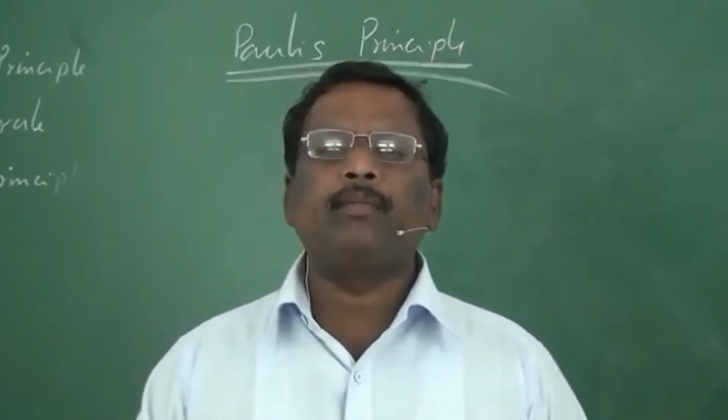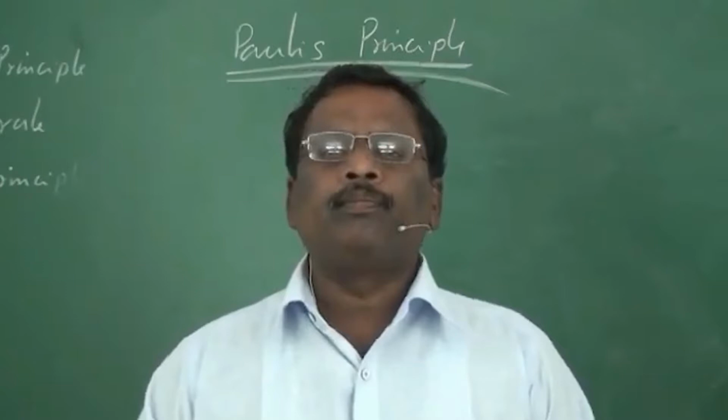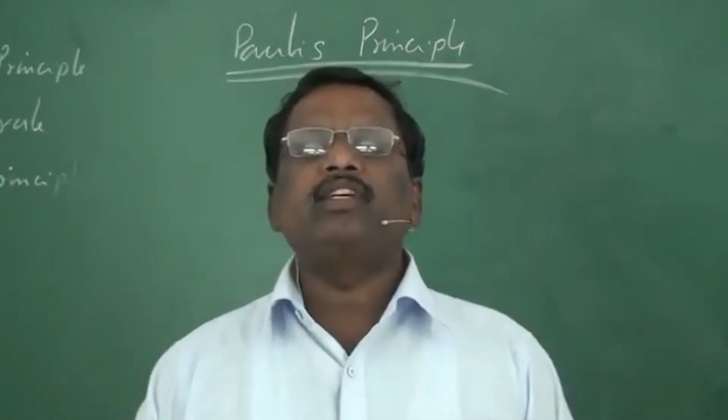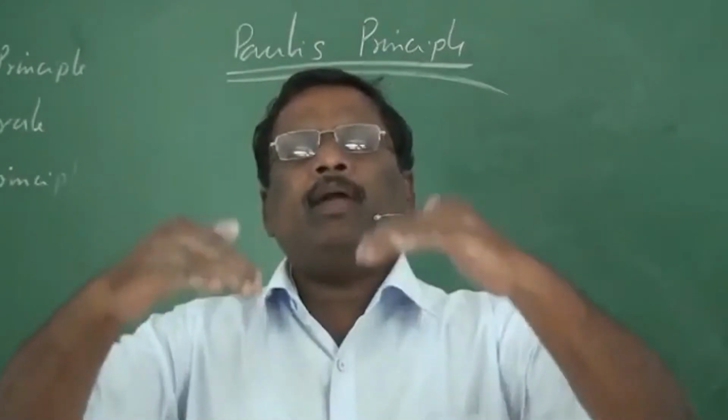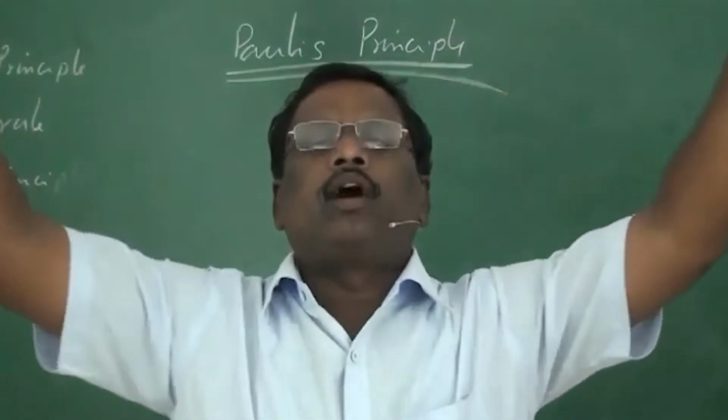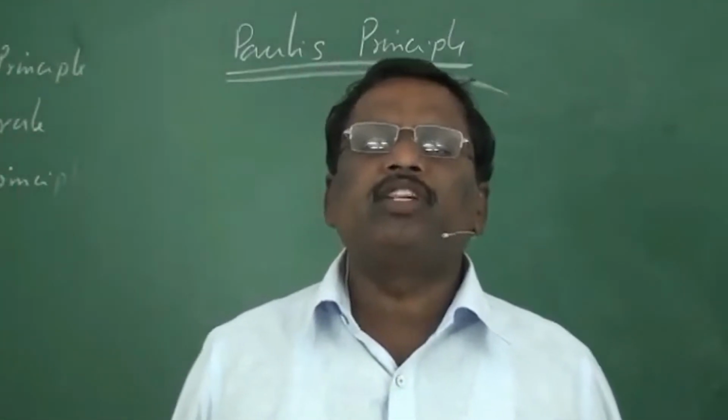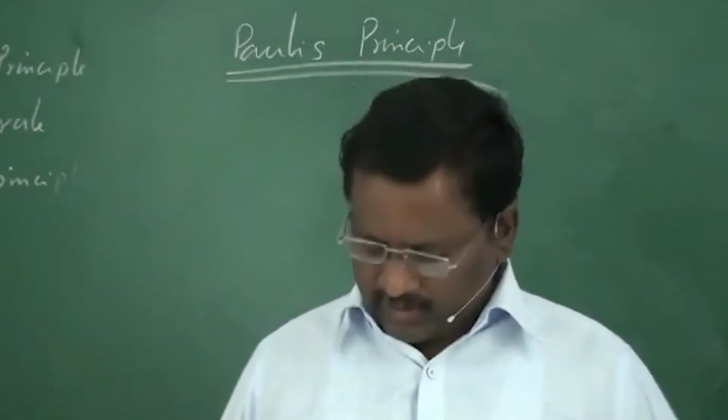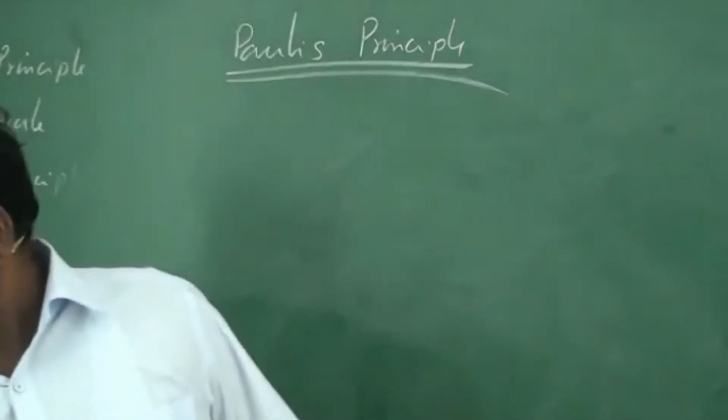Sometimes the n value may be the same. In such cases, the l value will be changed. If n and l are the same, the m value will be changed. Or n and m values may be the same, the l value will be changed. If n, l, and m values are the same, automatically the spin quantum value will be changed. Let us see how it is possible.